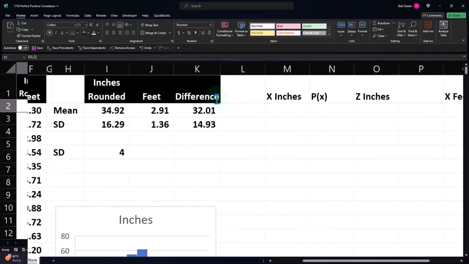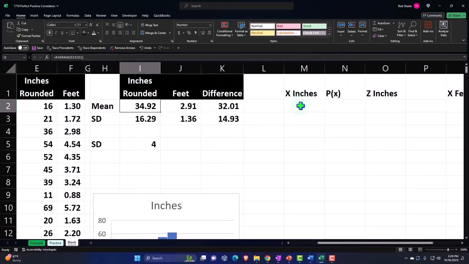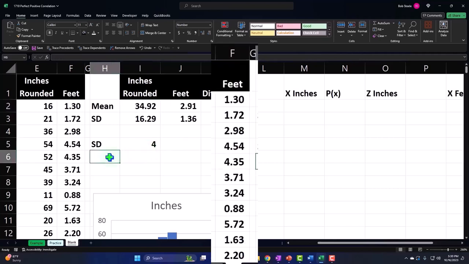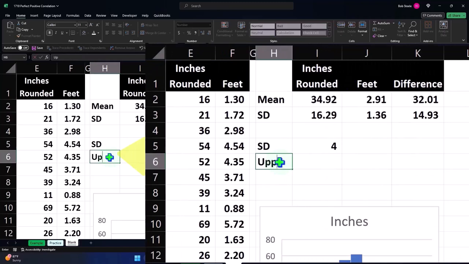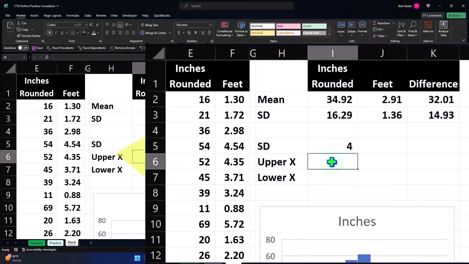All right, but I need to know how far I need to go. Where do I need to start at with my x's? So I can say, we'll do the four standard deviations as we saw in a prior unit, because that'll encompass the vast, vast majority of the data. So I'm gonna say four standard deviations, and let's say that we go upper x and lower x. I'll keep the same headers here, inches and feet this time. So the upper x is gonna be equal to the mean plus the standard deviation times four. That's how far up we're gonna go.